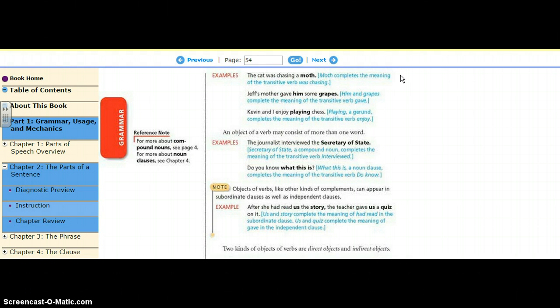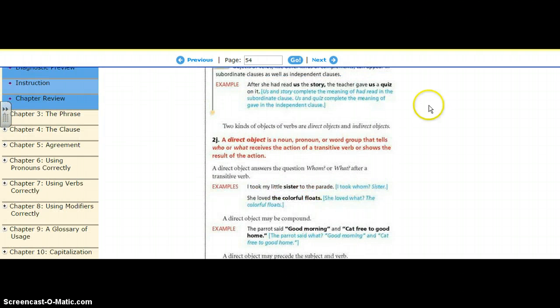Objects of verbs, like other kinds of complements, can appear in subordinate clauses as well as independent clauses, and we have an example of that. After she had read us the story, the teacher gave us a quiz on it. Us and story complete the meaning of had read in the subordinate clause. Us and quiz complete the meaning of gave in the independent clause. Two kinds of objects of verbs are direct objects and indirect objects.